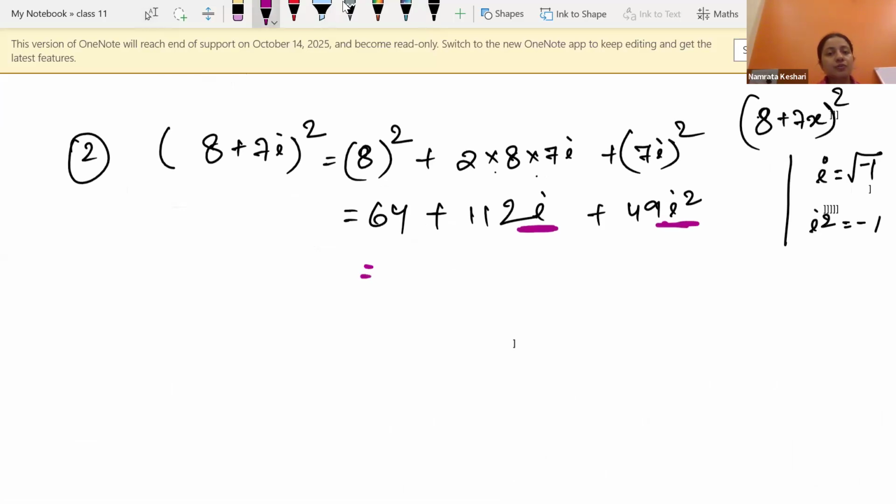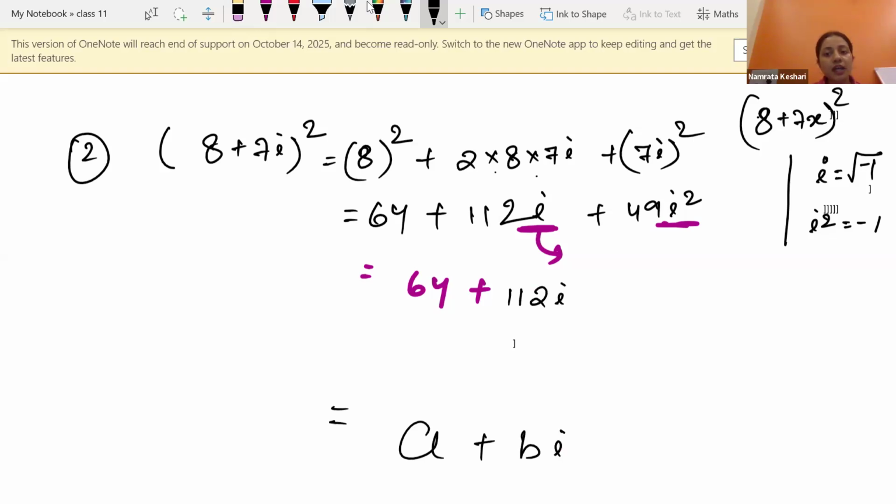So 64. Okay, I am not going to disturb the i. I will not say that it will be under root minus 1, because we are trying to generate the a plus bi format. At last, our answer must be in this form, a plus bi. So i must be there. I'm not going to disturb this i. But i square, I will put the value as minus 1. Making sense to everybody?